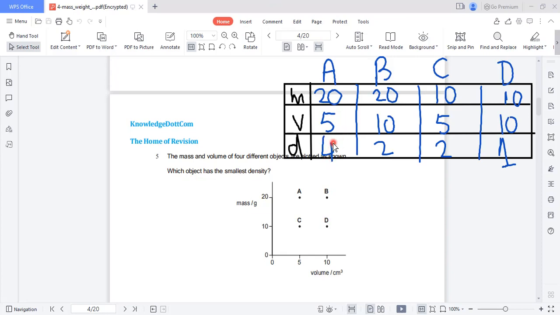A has the highest density because its mass is largest and volume is smallest. In B, the mass is the same as A, but its volume is large, so its density is reduced. In case of C, the mass is 10 and its volume is 5, so its density is similar to B. And in case of D, it has smallest mass and largest volume, so its density is smallest. So our answer is D.